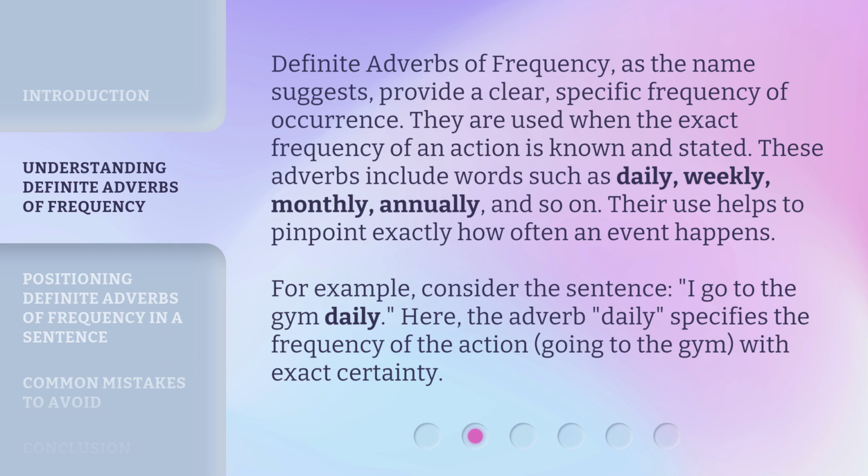For example, consider the sentence, I go to the gym daily. Here, the adverb daily specifies the frequency of the action, going to the gym, with exact certainty.